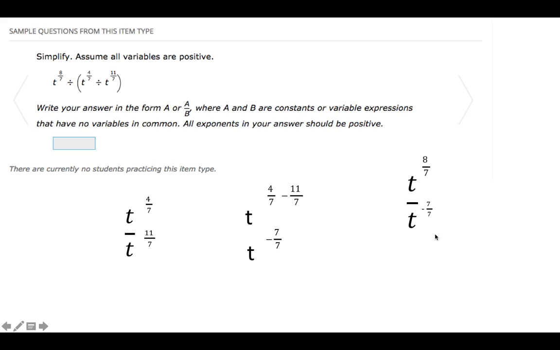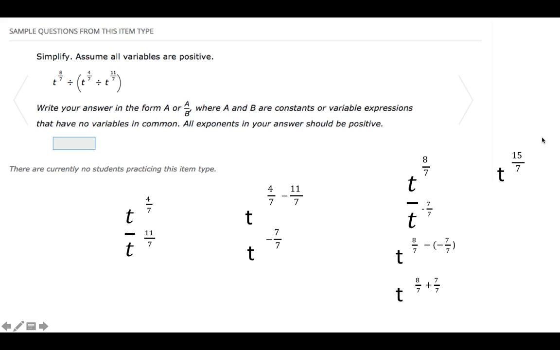All right, now I could go ahead and finalize my answer. So again, I'm going to apply that subtraction rule again. So that's going to be 8 over 7 minus negative 7 over 7. So when we rewrite this, we notice we have a double negative that's going to become a positive. So then 8 plus 7 over 7. So 8 over 7 plus 7 over 7. That's going to give me t to the 15 over 7.